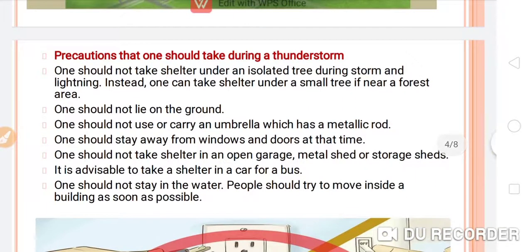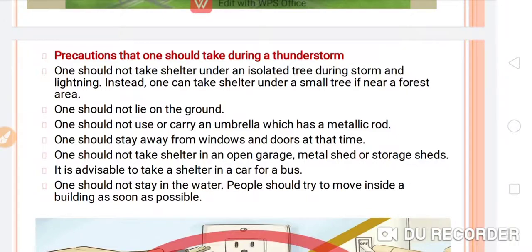Now, what kind of precautions must we take if there is a thunderstorm? The precautions that one should take during a thunderstorm: first, one should not take shelter under an isolated tree because lightning can hit it during the storm. Instead, one can take shelter under a small tree if near a forest area. Avoid taking shelter under a large or big tree because it can be dangerous.